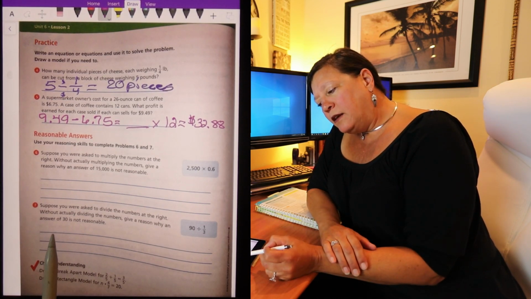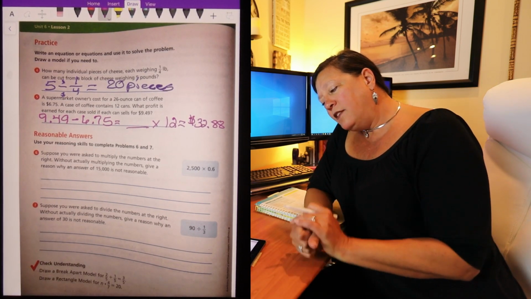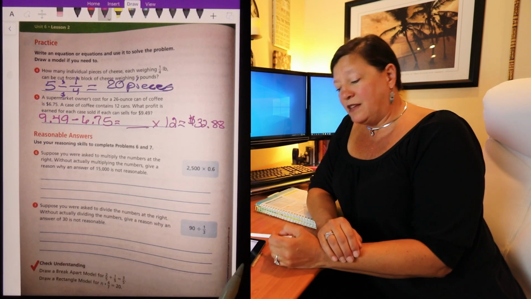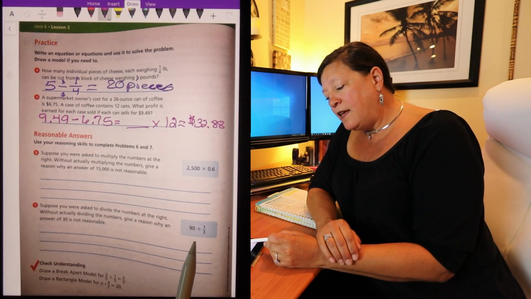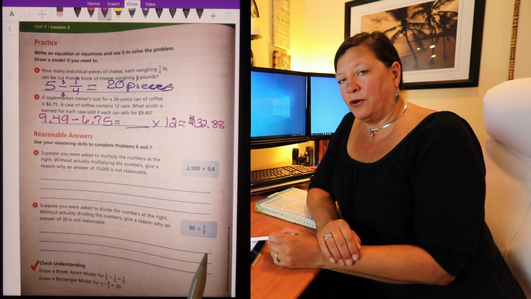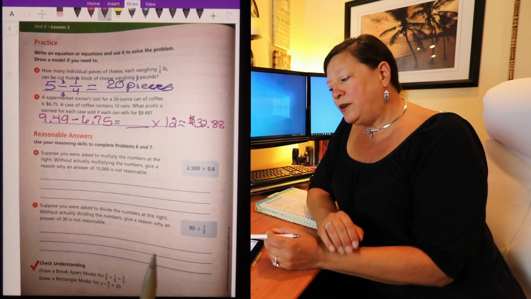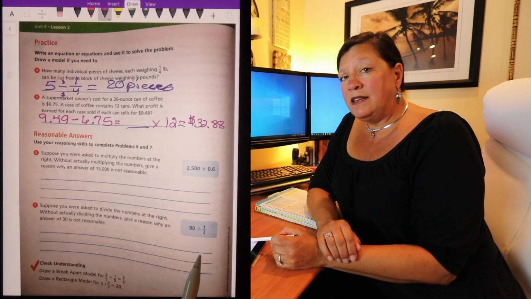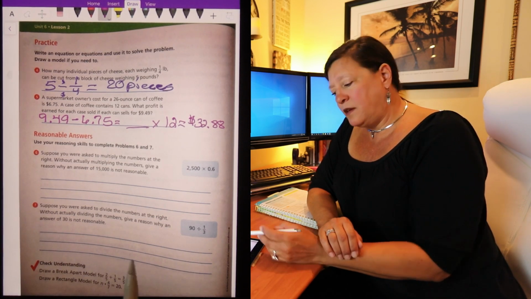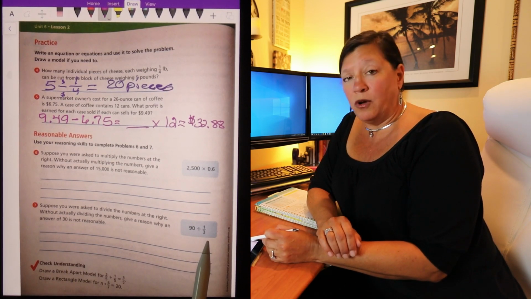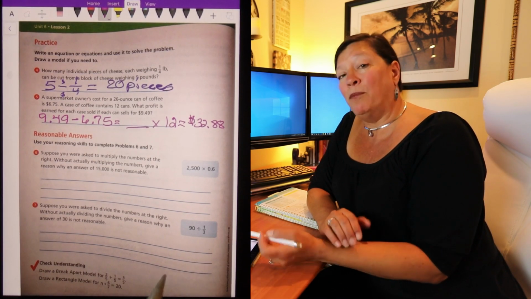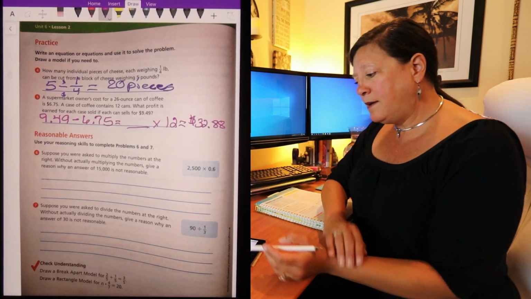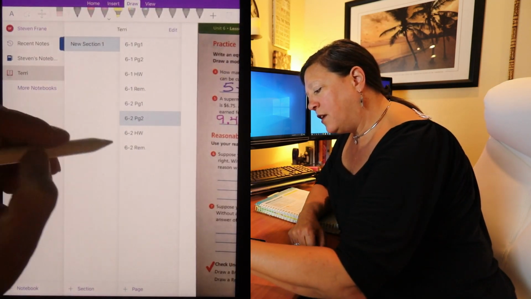And number 7, suppose you were asked to divide the numbers at the right without actually dividing the numbers. Give a reason why an answer of 30 is not reasonable. So take a look at that. We have 90 divided by 1/3. Think about, what did we look at previously on number 5? When we're dividing fractions, what do we end up doing? We end up flipping the second one, getting the reciprocal, and then multiplying. So that number is going to be a lot larger than 90. All right, that is it for our activity pages.